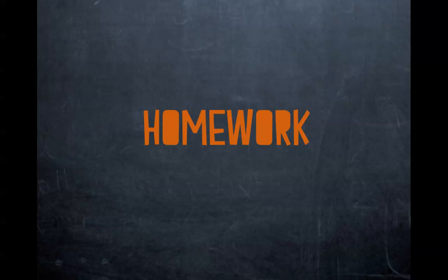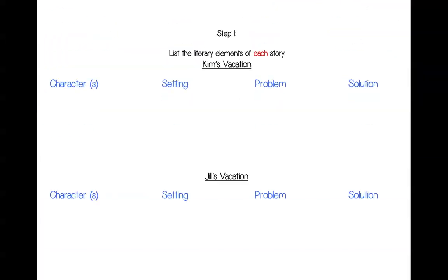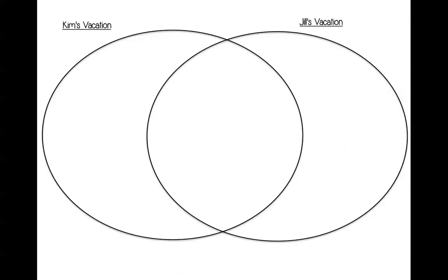But before you even can put the similarities and the differences in a Venn diagram, I want you to list the literary elements for each story. So as you can see, you have a worksheet right here that says Kim's vacation at the top. I want you to list the character, the setting, the problem, and solution for Kim's vacation, and then do the same for Jill's vacation. Once you've done that, then you can go on to step 2, which is putting them inside your Venn diagram.